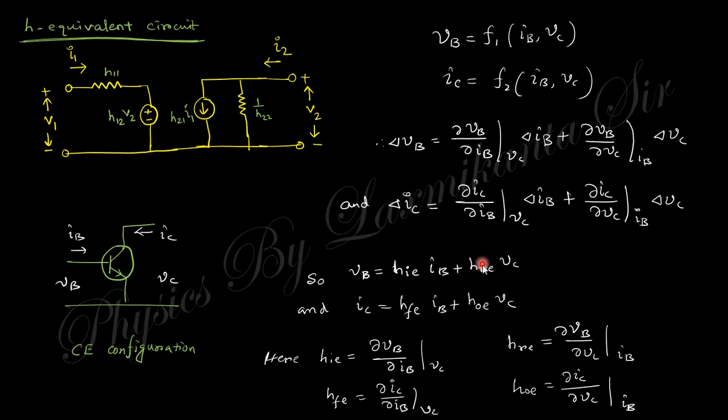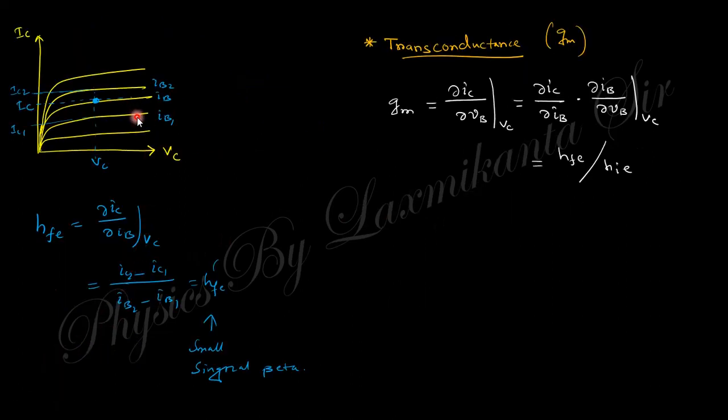That's why this is the reverse voltage gain with VC, and IC, which is HFE IB plus these things. This is HFE because this is the forward current gain, and E is for emitter, and this is the output admittance. So from here you can write down the change in voltage in terms of the H parameters. Okay, and this can be calculated from the output characteristics.